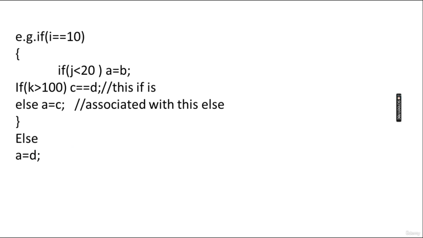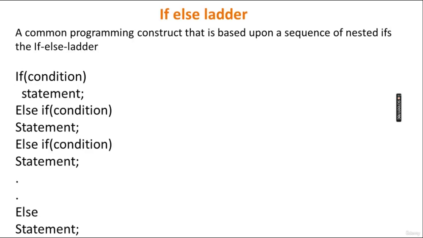Example: if i is equal to 10, if j is less than 20, a is equal to b. Then if k is greater than 100, c is equal to d. This if is associated with this else. So the inside else, a is equal to c, is associated with its nearest if. Nearest if is what? If k is greater than 100. And this outer else is associated with the outer if. So this way you have to take care while writing the if else ladder or nested ifs. Then we will see the if else ladder in detail.